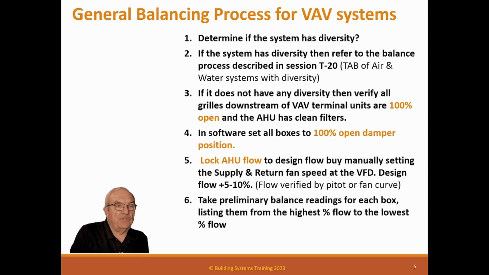Take preliminary balance readings for each box, listing them from the highest percentage flow to the lowest percentage flow. We normally do this by just running out and doing a preliminary of all the grills, and that makes a preliminary of the box, and then you add up all the boxes, and then you know where you're at.